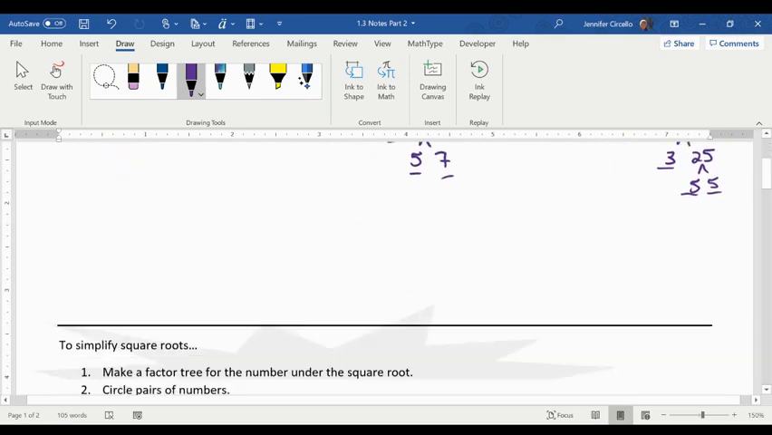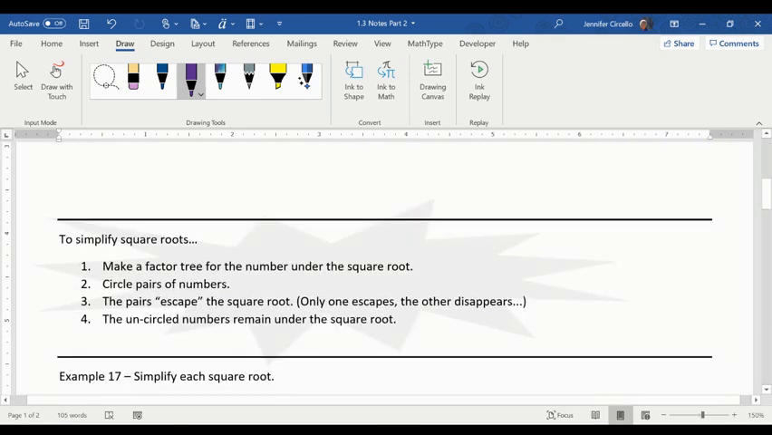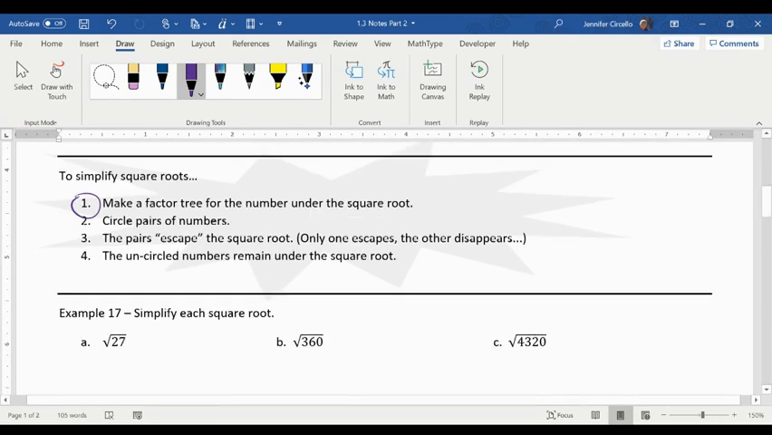Okay, so next on your notes, I have just kind of a quick how to simplify square roots. So it says your step 1 is going to be to make a factor tree, which we just did. You need to use the same organization that I did above. And then we're going to circle some pairs of numbers. And then we're going to have some of the numbers escape and some of the numbers will disappear. I'll explain this in a second. And then the numbers that are not circled will stay under the square root.